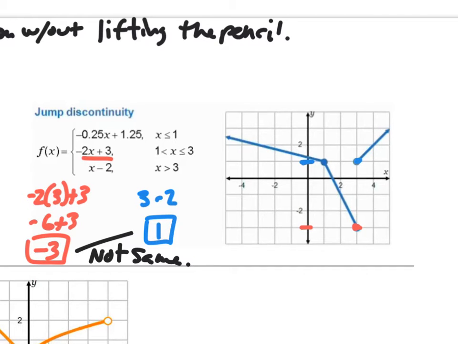And the other thing you have to realize is that I'm just plugging in 3 into both of these so you can kind of see it. But 3 is defined for this middle section here, for negative 2x plus 3. We include 3 on that. We don't include 3 on the other one. That's why there's a hole on that graph at that point.